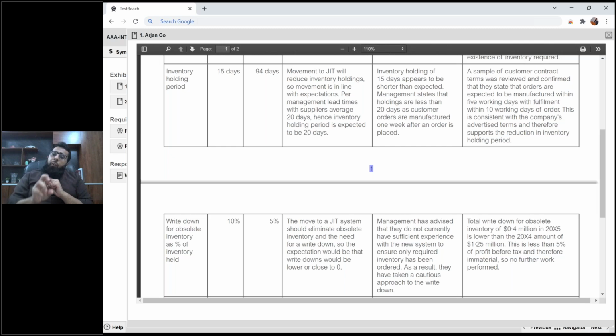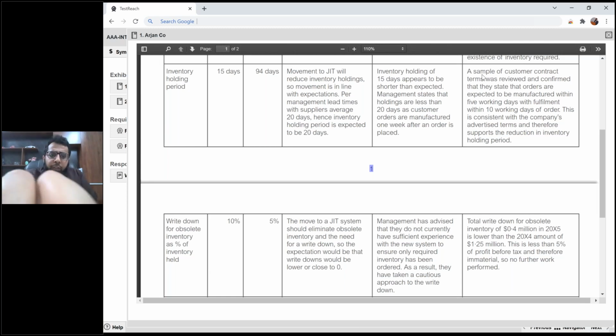Since we are following just in time, as soon as we get the order, we forward it to the supplier. We get the goods, we manufacture and we deliver. So a 15 days average is reasonable, because obviously it takes some time for the supplier to send the inventory, and then we manufacture and deliver it. So in order to verify this inventory holding period, considering that we are following just in time, it is good to go, because once you get the order, we manufacture and we send it.